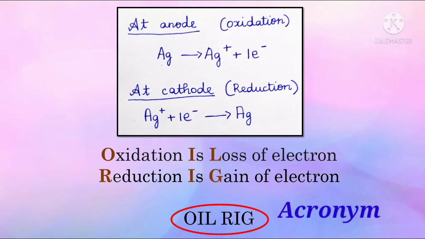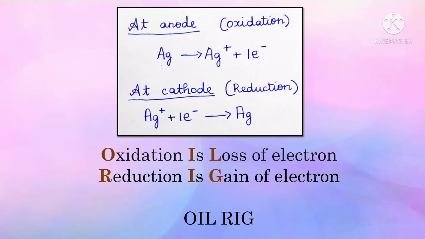So at the anode, what happens? There is a loss of electron from silver. So silver becomes Ag plus when one electron is lost here. And at the cathode, gain of electron takes place. So there silver gets deposited. In this way, we can explain the process of electrolytic refining by considering silver as the example.